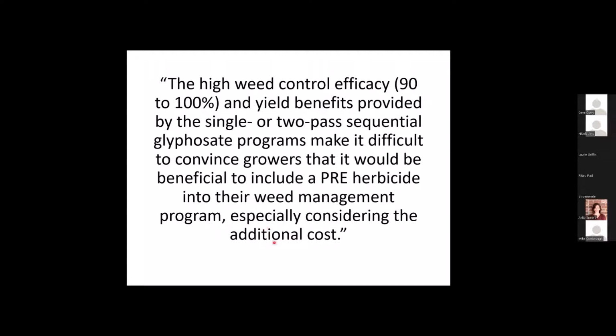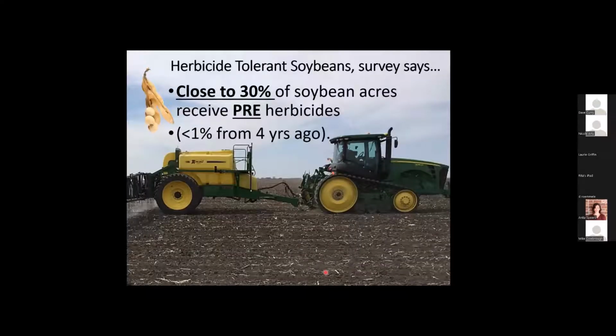So where does that take us today? Because things have changed dramatically over the last 5 years. And I'll present to you the most recent herbicide survey data in terms of use patterns in the province. As of 2020, close to 30% of all herbicide tolerant soybean acres now receive a pre-herbicide application.